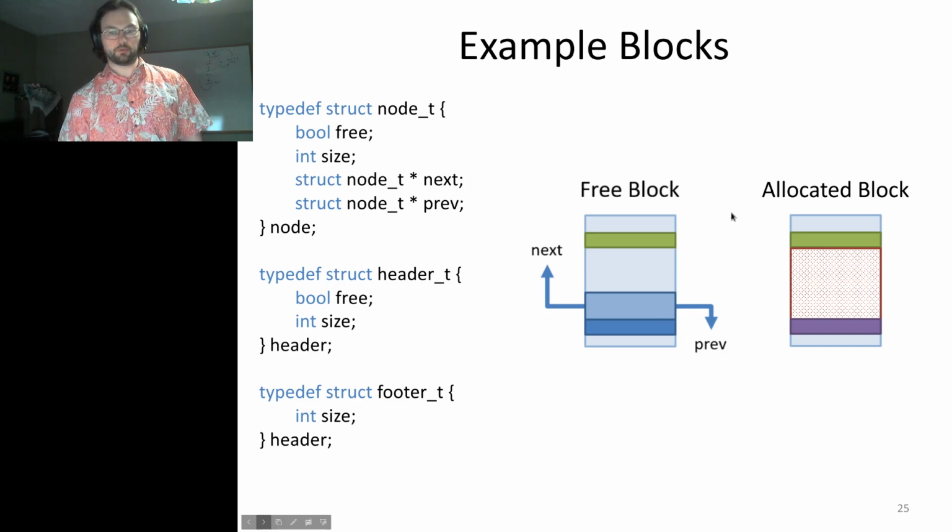So here's an example of a free block. It's a doubly linked list node with a header in blue here and a footer up here in green. Then an allocated block that has the header in the same spot. Header is just the same structure as node without the node pointers. It doesn't have a node in it because this is user allocated memory, but we still have a footer.